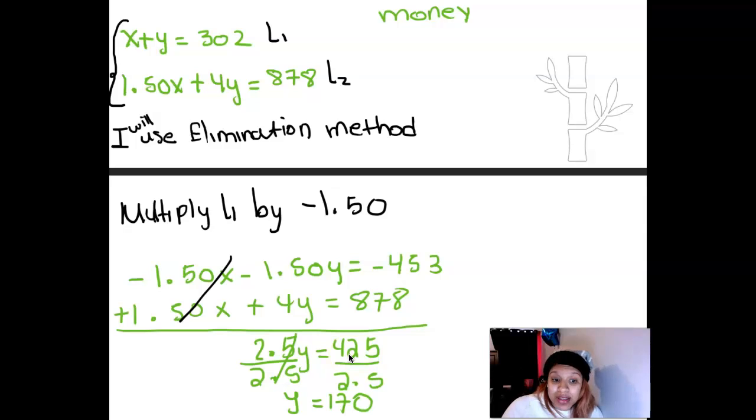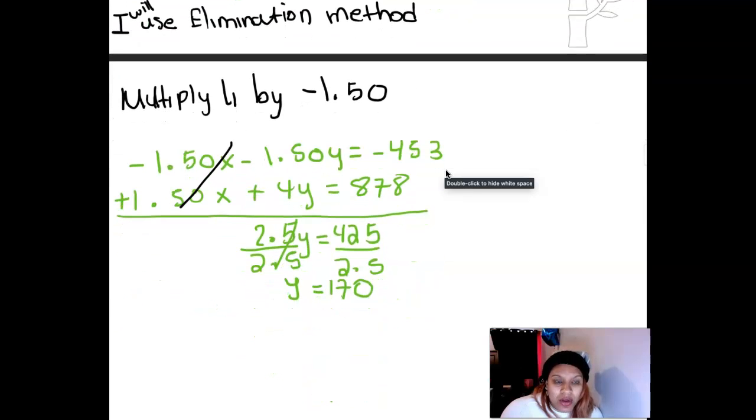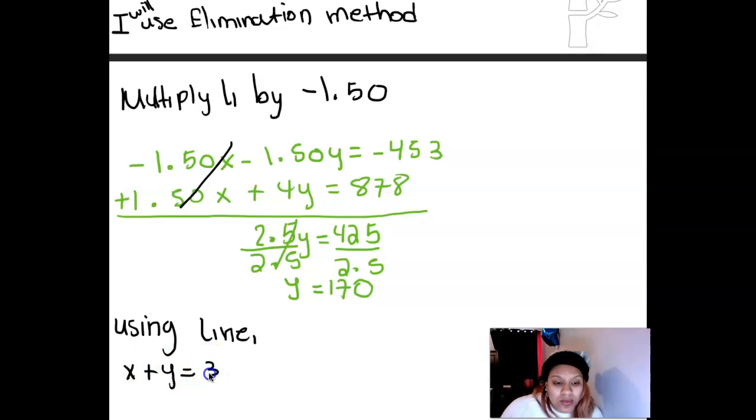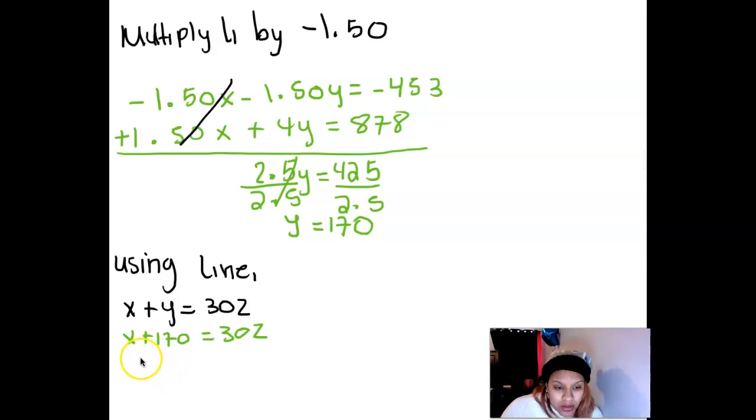Now I need to find the x. So I'm going to go ahead and substitute the 170 in line 1. I'm going to use line 1 because line 1 is easier. So I know that y is 170, so I'm going to subtract the 170. And that gives me 132.